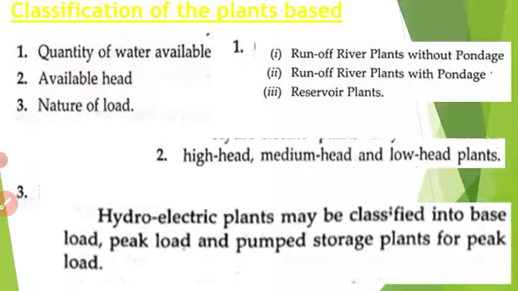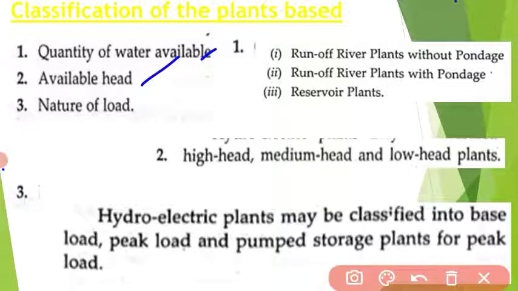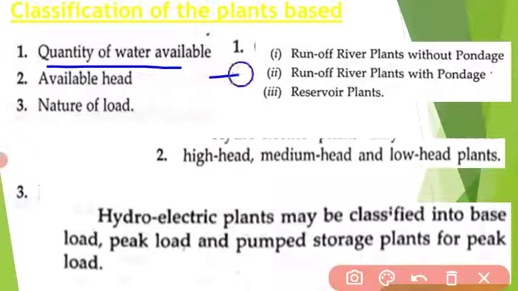This is further classified. For example, the quantity of water available is classified as run-off river plants without pondage, run-off river plants with pondage, and the third one is reservoir plants.